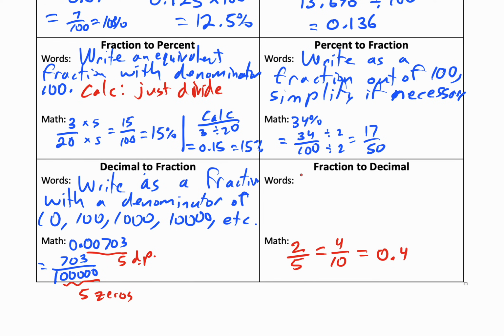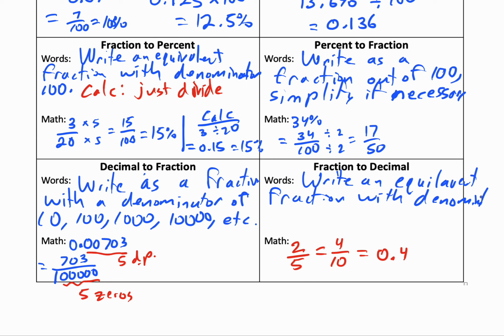Okay. So you need to write an equivalent fraction with denominator 10 or 100 or 1,000 or 10,000. These are called powers of 10. So you need a power of 10 in the denominator, then you can write it as a decimal. Or of course, again, you can simply divide the numbers on your calculator.